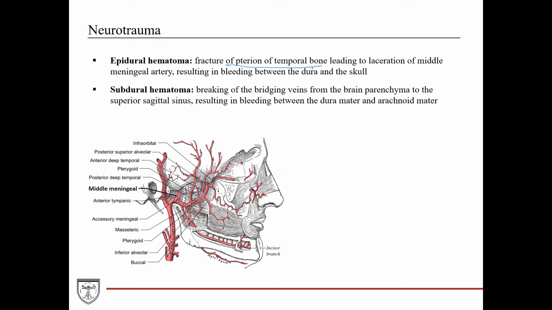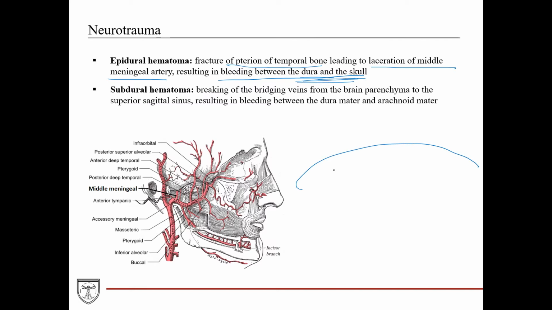So the pterion is a structure where the frontal, parietal, temporal, and sphenoid bones come together. And so it's kind of a weak point there because it's a junction between all these bones. And so if you break that, it can lead to laceration of the middle meningeal artery, which is a branch of the maxillary artery, and remember travels through foramen spinosum, which can be asked, especially on head and neck anatomy questions. And this results in bleeding between the dura and the skull. So this is really important, between the dura and the skull.